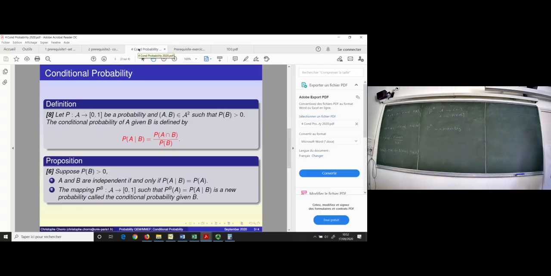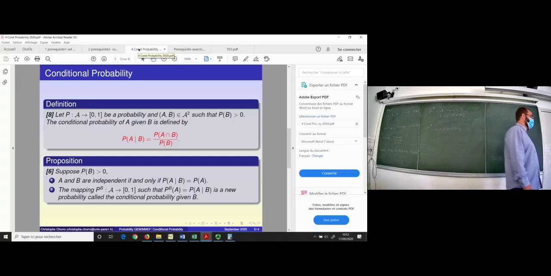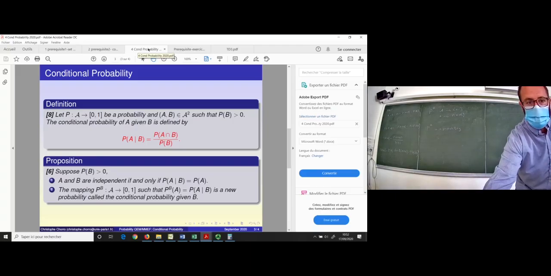So in fact, keep in mind that initially I had a probability that was P, and now I defined a new one called P_B, and the name of this one will be the conditional probability given B, okay? And what we are going to prove here is that we have a probability in the sense of the definition I introduced in the previous session.